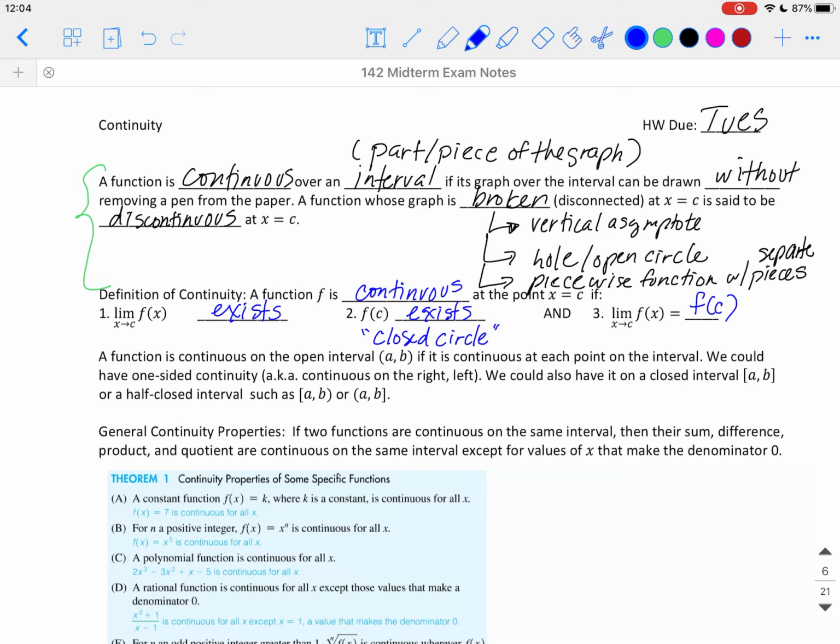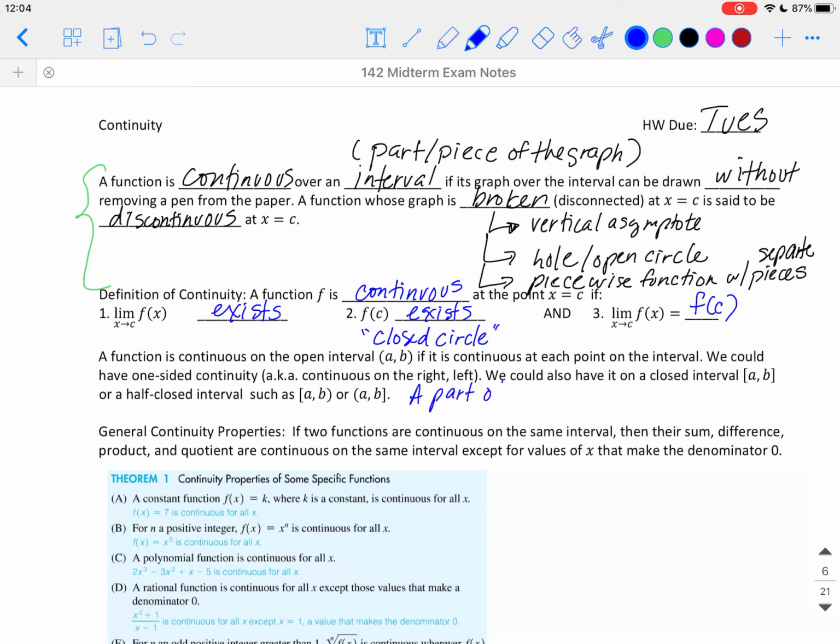A function is continuous on the open interval (a, b) if it's continuous at each point on the interval. We could have one-sided continuity, continuous on the left or the right. We could also have it on a closed interval or a half-closed interval. So we could just be looking at a piece of a graph. Let me write that down.